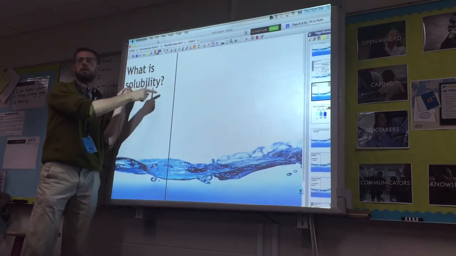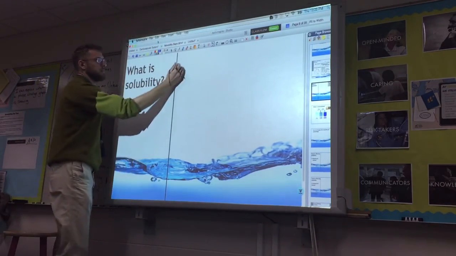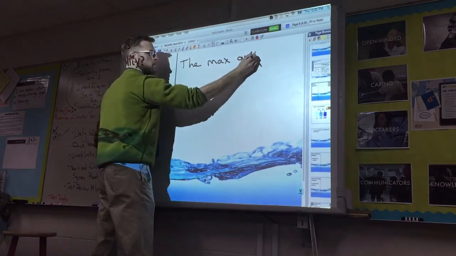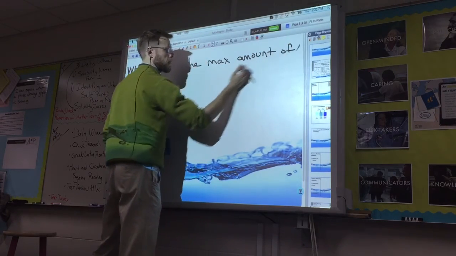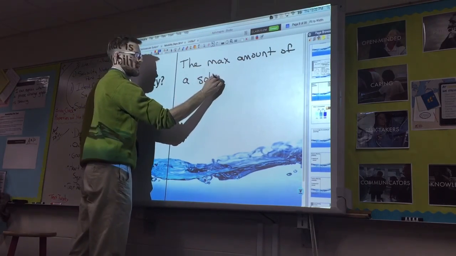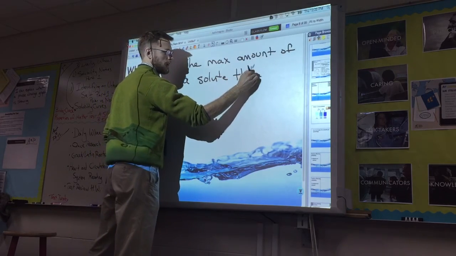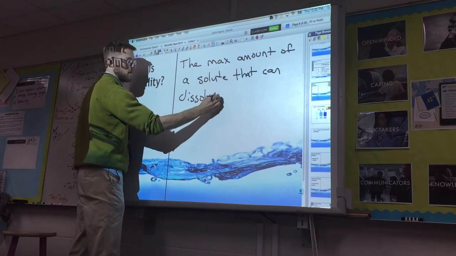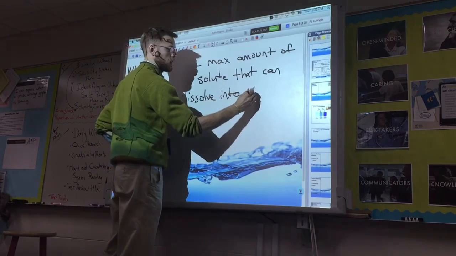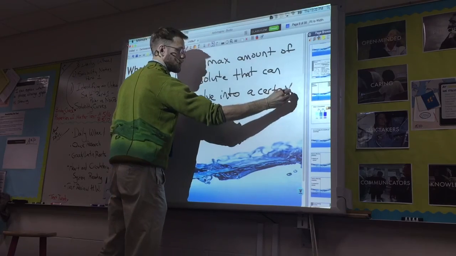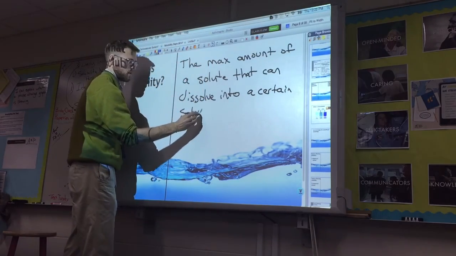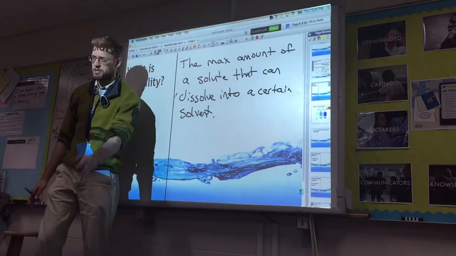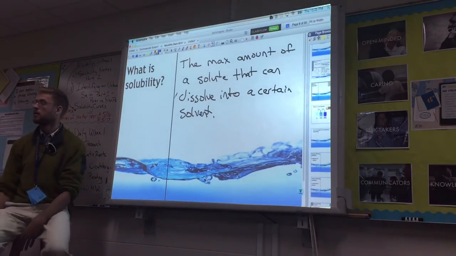The term solubility is actually a measurement. It is the maximum amount of a solute that can dissolve into a certain solvent. Solubility is a specific measure. It's unique for every compound.